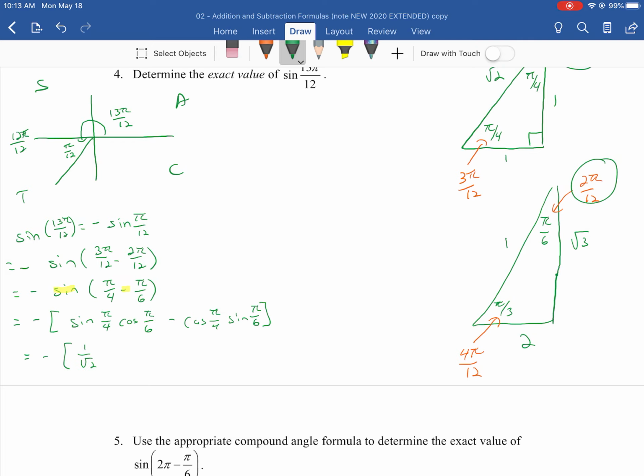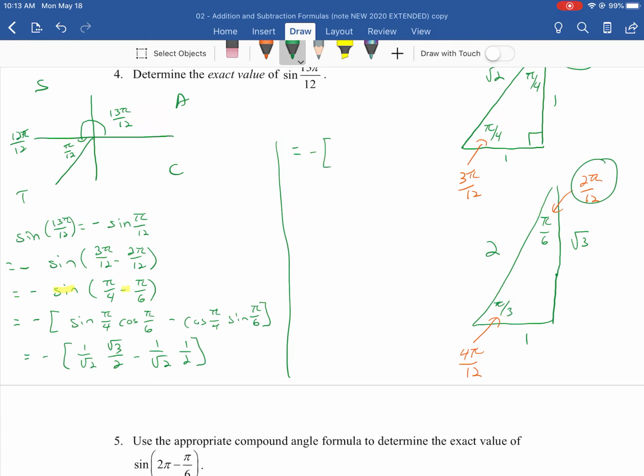Let me fill them in. Sine of pi over 4 is 1 over root 2. Cos of pi over 6 is, I'm just noticing on my special triangle, and maybe you noticed when I did it, in the midst of talking, I put those in the wrong locations. Nicely fixed up there now, though. Cos of pi over 6 would be root 3 over 2. Cos of pi over 4 is 1 over root 2. And sine of pi over 6 is just 1 over 2.